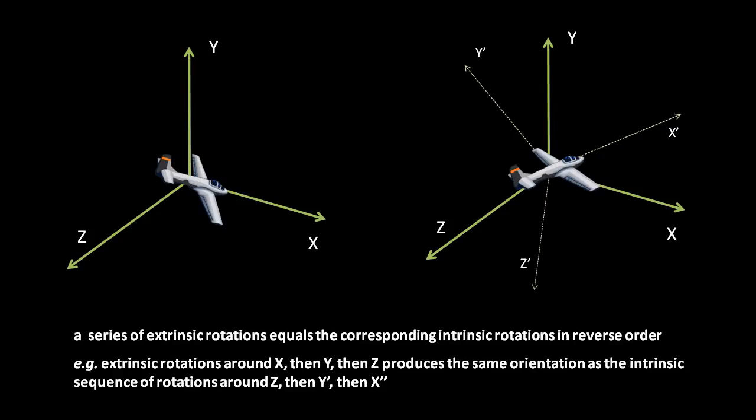A convenient fact, though one we won't prove here, is that a series of extrinsic rotations produces the same result as the reverse order of intrinsic rotations. So, for example, if we extrinsically rotate around x, then y, then z, we end up with the same orientation as if we instead intrinsically rotate around z, then y prime, then x double prime. This is good to know, as depending upon the situation, it may be easier to think in terms of intrinsic rotations than extrinsic rotations, and so converting from a series of intrinsic rotations to a series of extrinsic rotations allows us to use our formulas for rotations around the fixed axes.